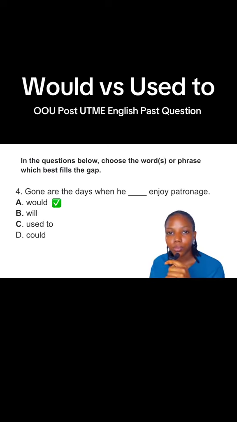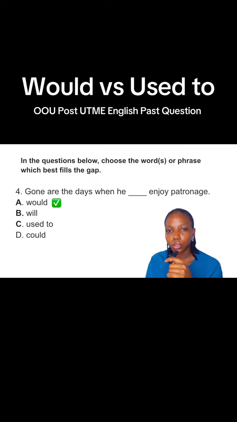So in summary, would equals past habitual action with time reference. For example, back in the 1990s, my father would take us to the beach every summer holiday. Okay, you could say, when I was a child, my grandmother would bake cake every Sunday. Okay, so you can see reference to time.